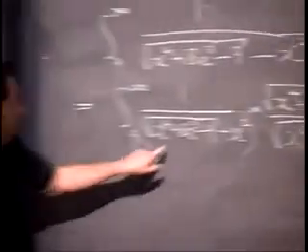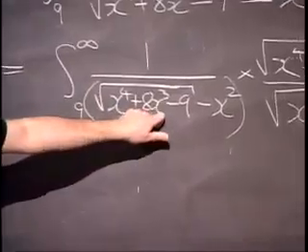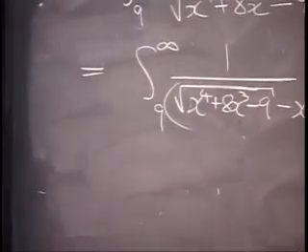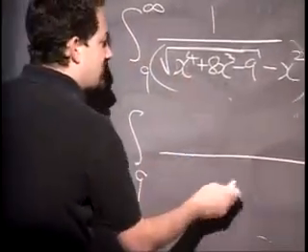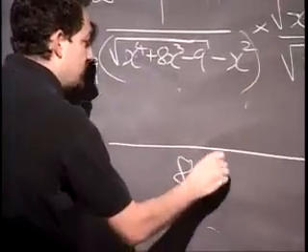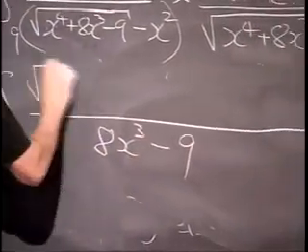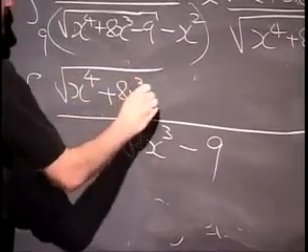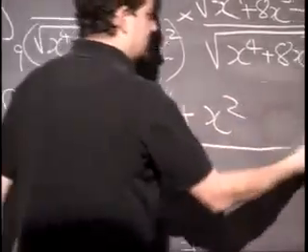Okay, so on the bottom, you just get the difference of squares. You get this squared, which kills the square root, minus x to the 4th. So actually, if you work it out, on the bottom, you have just the quantity 8x cubed minus 9. But on the top, you have x to the 4th plus 8x cubed minus 9 plus x squared.